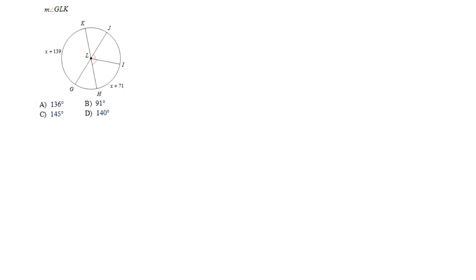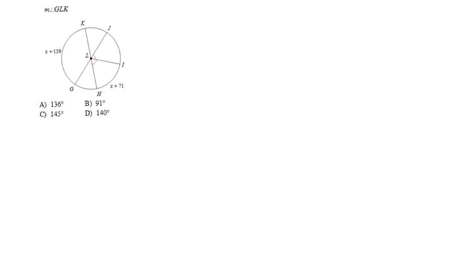Might be a little bit confusing, but what you need to really pay attention to is that you have these little lines in here. If you'll remember, that just means those two angles are the same. So we've got the congruent angles here and here, which means that this arc and this arc are going to be equal to each other.